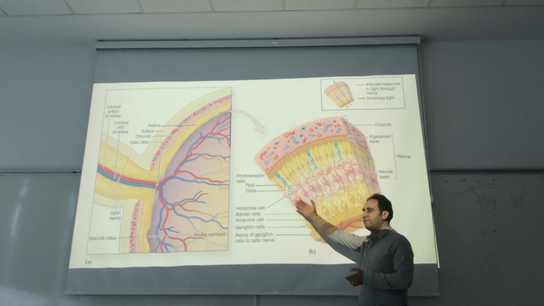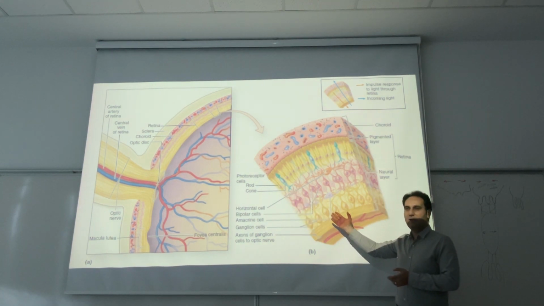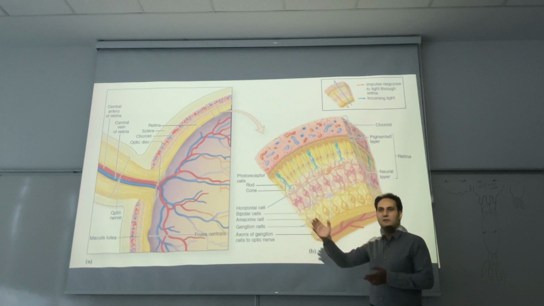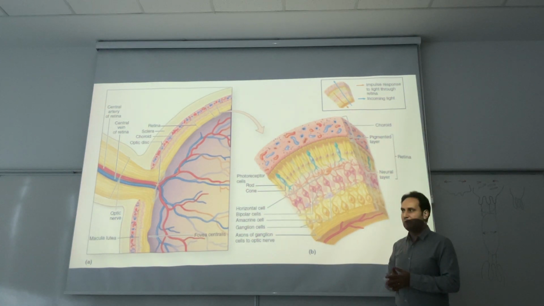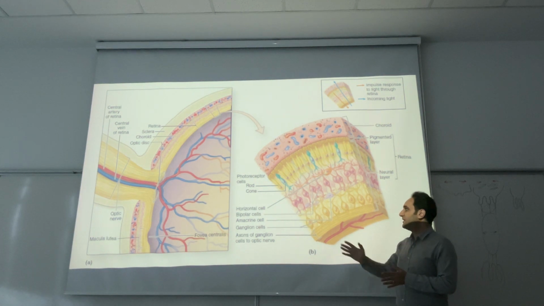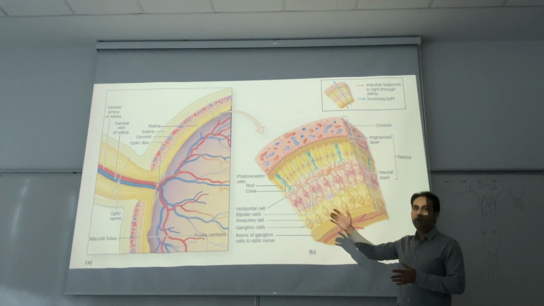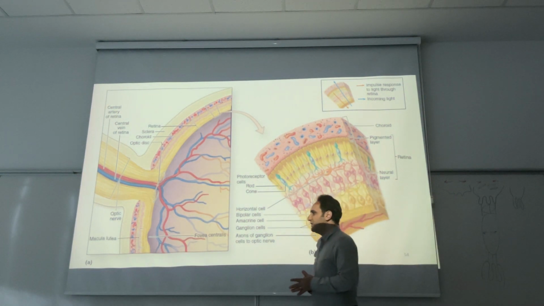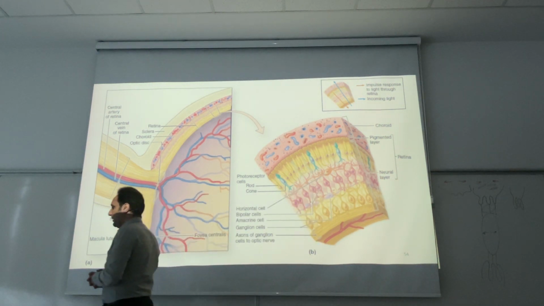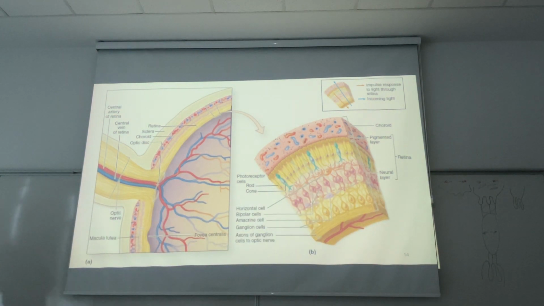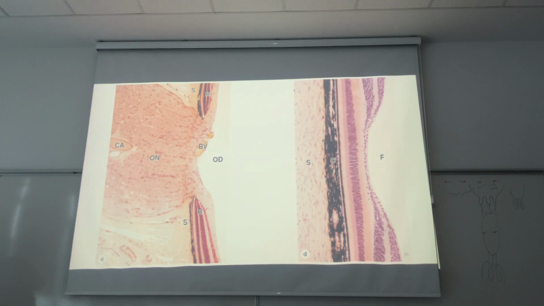The segments of these different cells, the axons and dendrites of these cells, and the stage of these cells lead to formation of different layers in the retina. Now, we're going to talk about those layers.